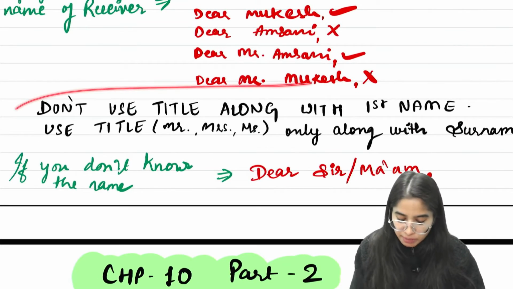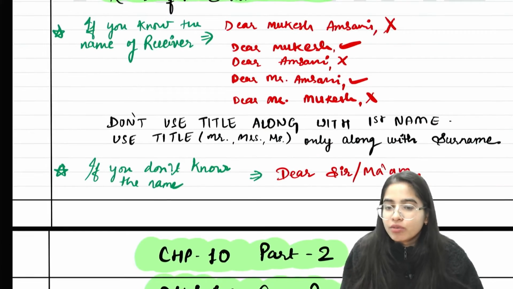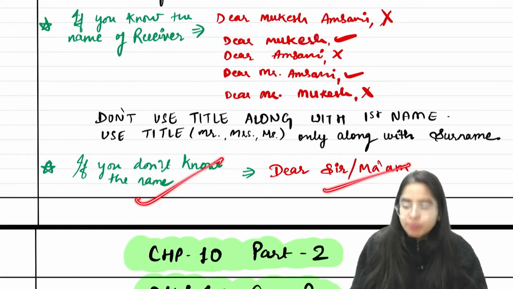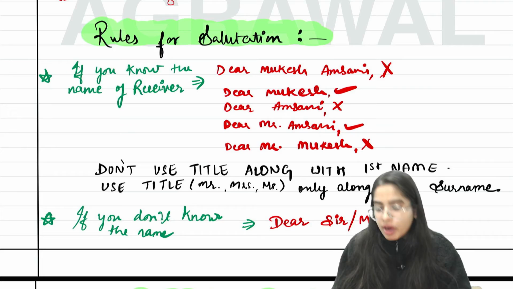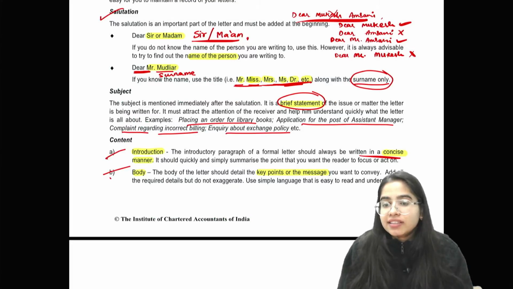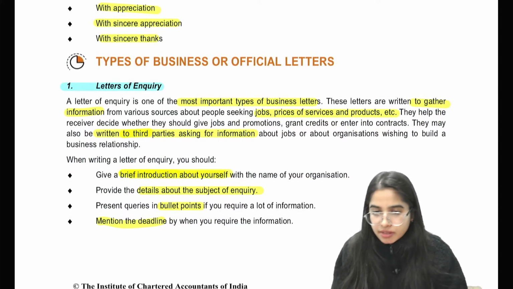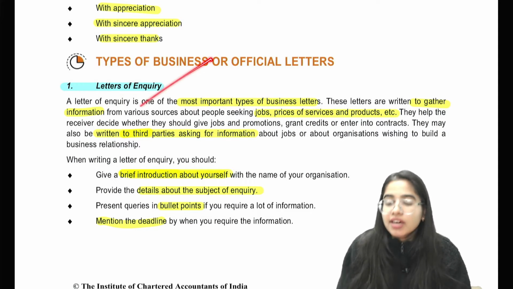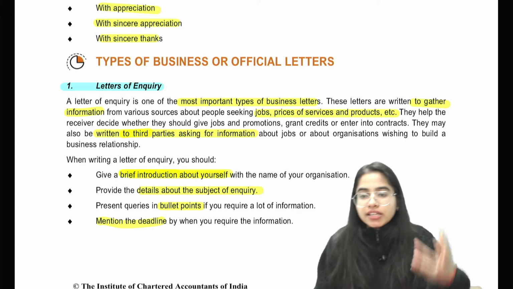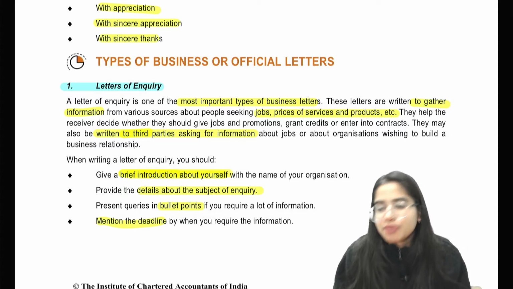So one very basic thing you have to remember: don't use a title along with the first name. You can use a title only along with the surname, and if you don't know the name, then you can write dear sir ma'am. These are some basic rules regarding the salutation which you have to take care of while writing letters. Now, in your ICAI syllabus study material, 7 types of letters are there, like letter of inquiry, purchase order letter, sales letter, promotion letter. So 7 types of letters are there.